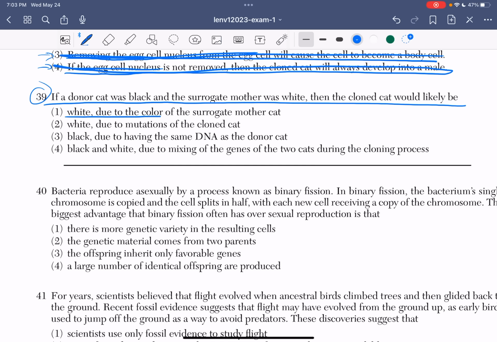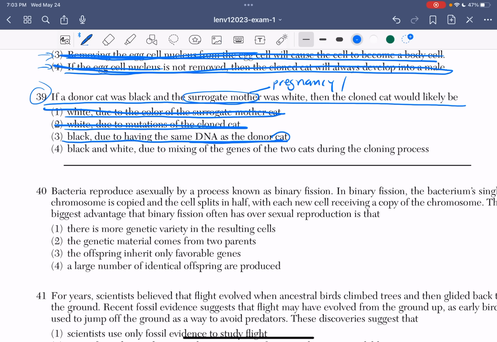White due to the color of the surrogate mother. That's not how it works. Okay. White due to mutations of the clone. Nope. Black due to having the same DNA as the donor cat. The donor cat, that's right. The surrogate mother, surrogate meaning it was just for the pregnancy.